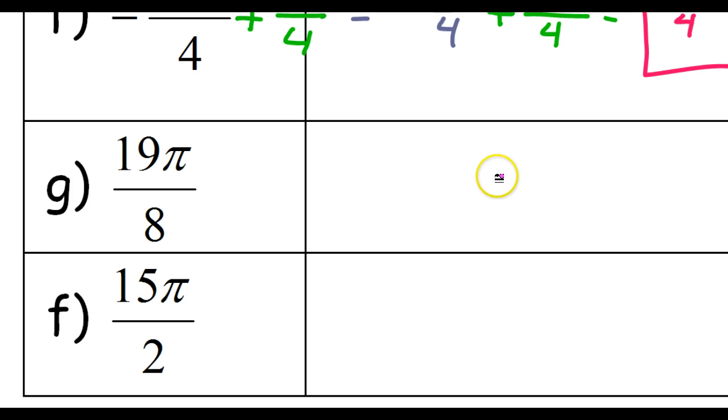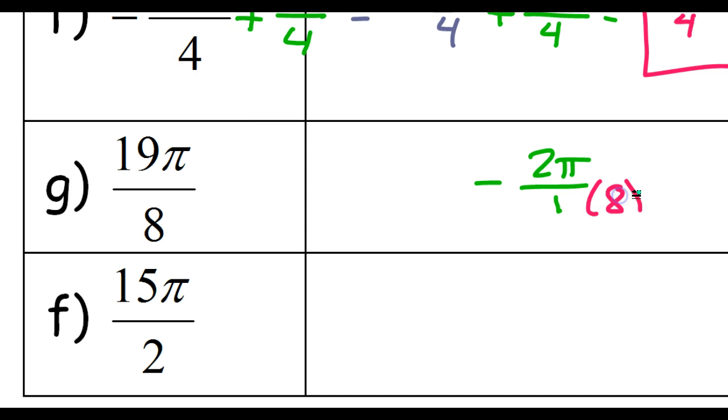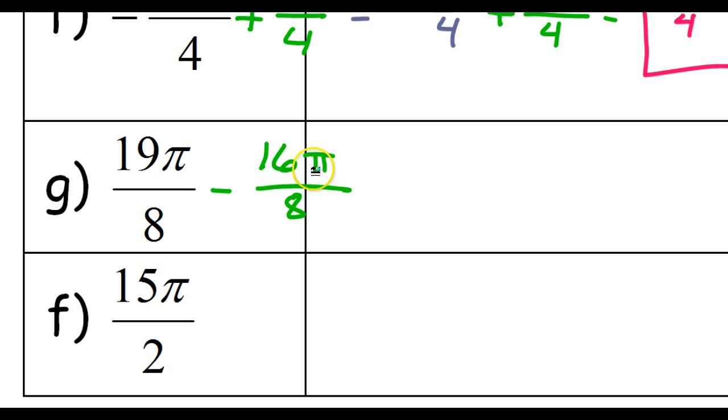Now remember, as I imagine subtracting 2 pi, this is like 2 pi over 1, and I'm going to need like denominators, so I'm going to multiply this by 8. So this is going to be negative 16 pi over 8. So I'm going to subtract 16 pi over 8. That gives me 19 minus 16, which is 3, so that's 3 pi over 8. That is my coterminal angle. Let's go ahead and do the sketch next so we can see what is what.